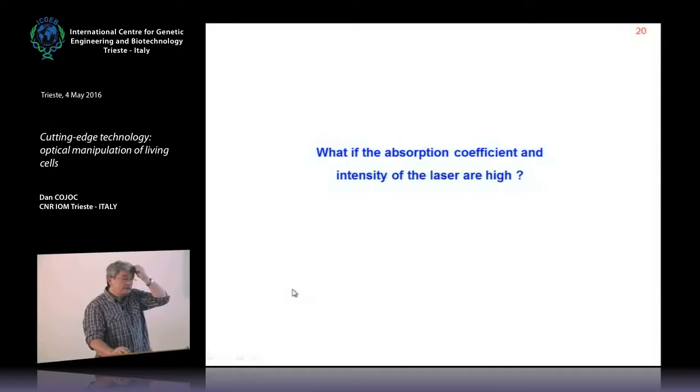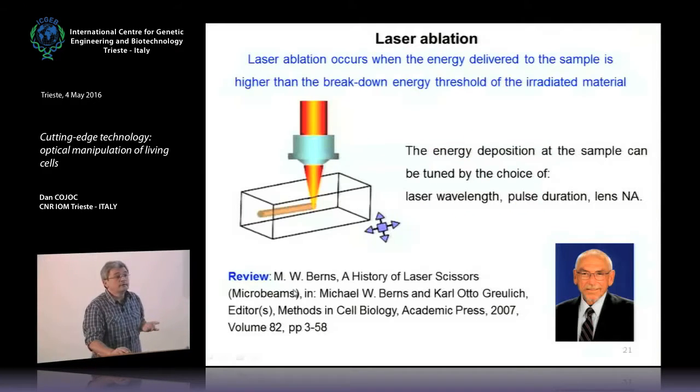So what if the absorption coefficient and intensity of the laser are high? We have laser ablation. Instead, we damage, but we damage because we want to, and we damage locally. We cut there. The inventor of that is Michael Berns. There is a very good review in Methods in Cell Biology. The idea is that laser ablation occurs when the energy delivered to the sample is higher than the breakdown energy threshold of the irradiated material. This depends on the laser wavelength, on the pulse duration, and on the lens numerical aperture.